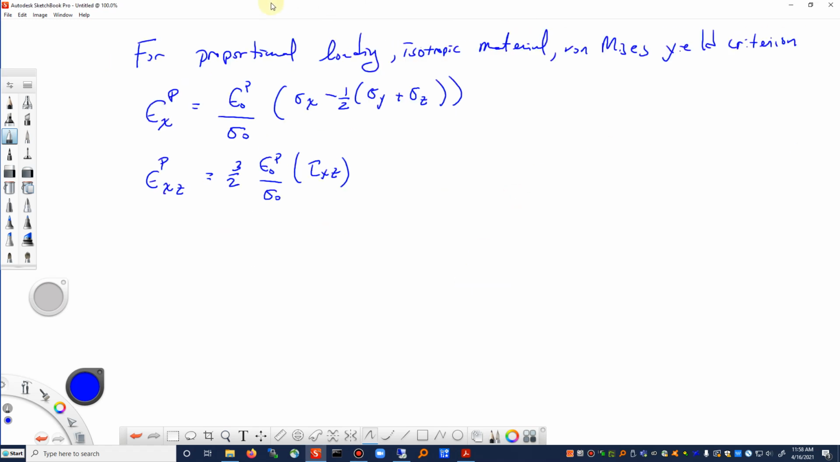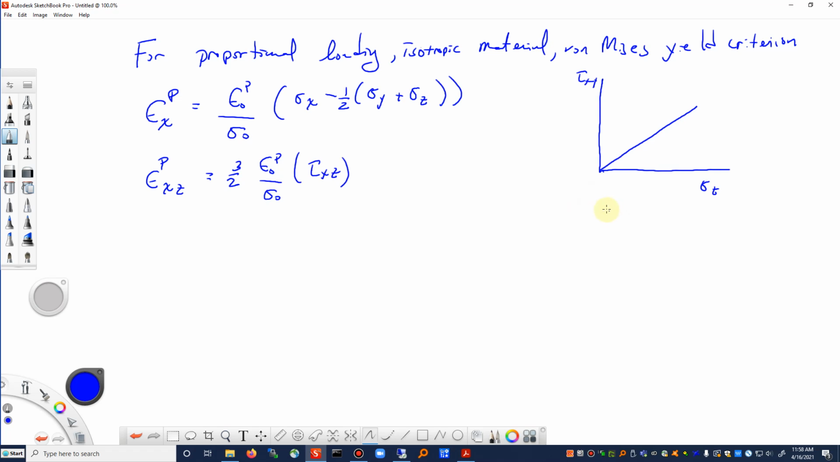All right, so for those restrictions, again, for proportional loading, and just as a reminder of what proportional loading means, if we were to take a look at a phase space, for example, let's do it this way, tau xy on this axis, and sigma x on this axis. Proportional loading would be some sort of straight line that goes through the origin like this. Then we can use these closed form equations known as deformation plasticity, or the Hencky equations.